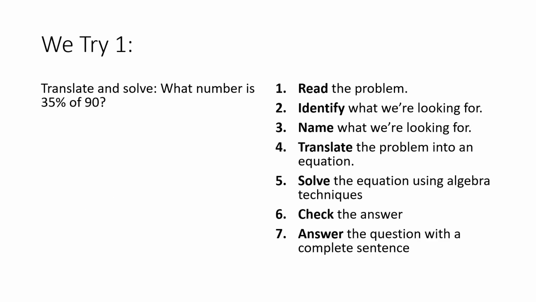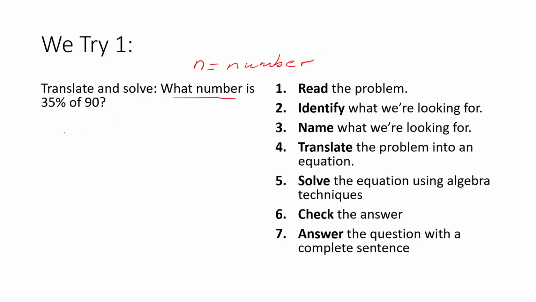So let's try this first one. Let's translate and solve. What number is 35% of 90? And you're saying to yourself, wait a minute, I've done this before, I can do it. But part of it is we're going to practice using our problem solving strategy. So first thing we need to do, read the problem. We're looking for what number is 35% of 90. So we're looking for a number. Let's give that number a name. I'm going to give that name n. N for number. So the number I'm looking for is n.